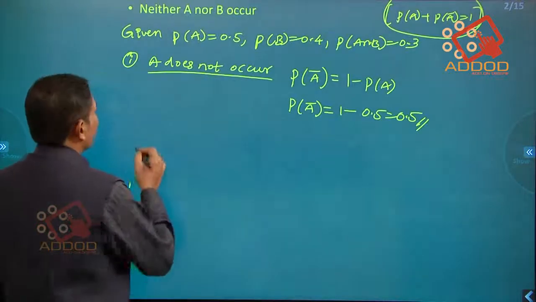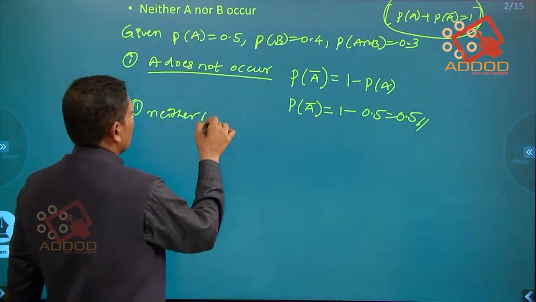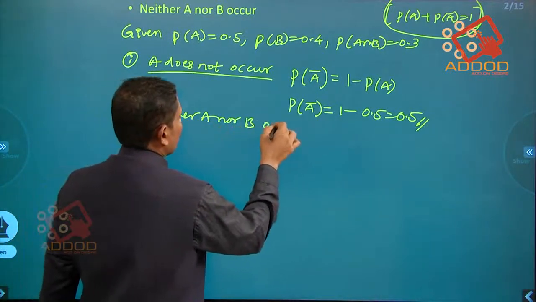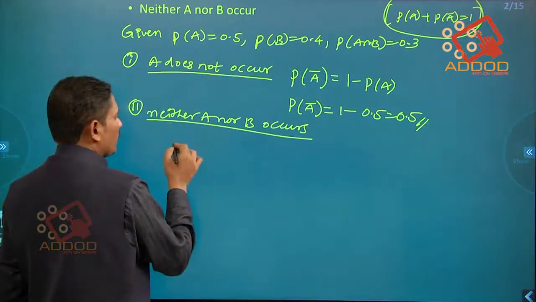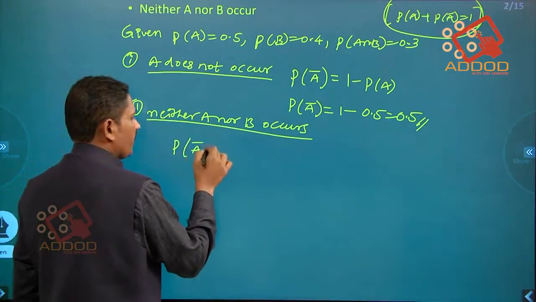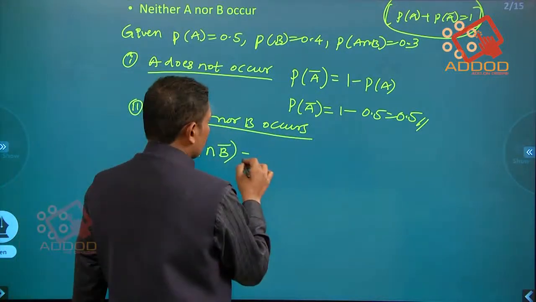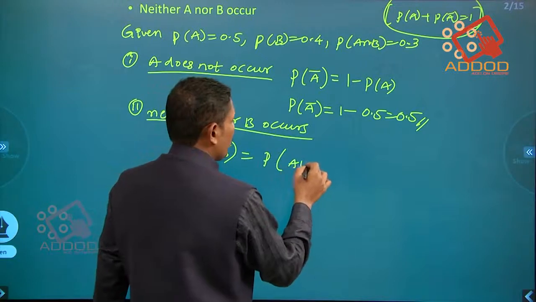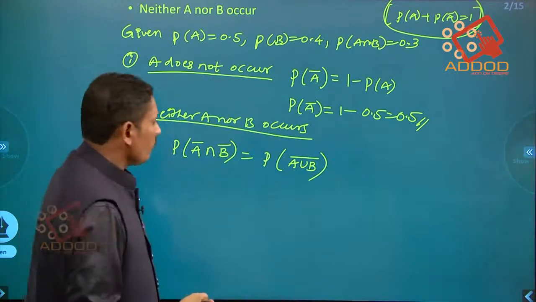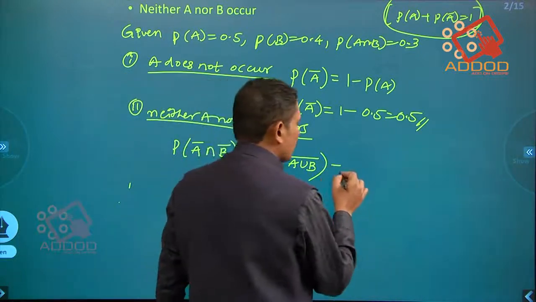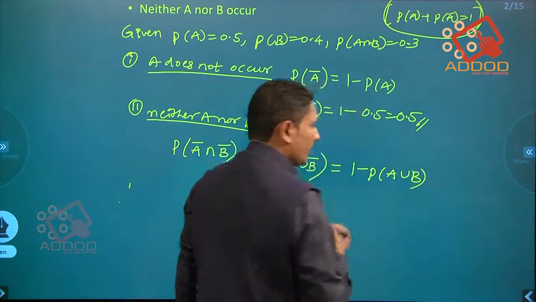Now go to the second one here: neither A nor B occurs. Neither A nor B occurs, nothing but P of A bar intersection B bar, which can be simply written as P of A union B whole bar. By using De Morgan's law, that can be simply written as 1 minus P of A union B.